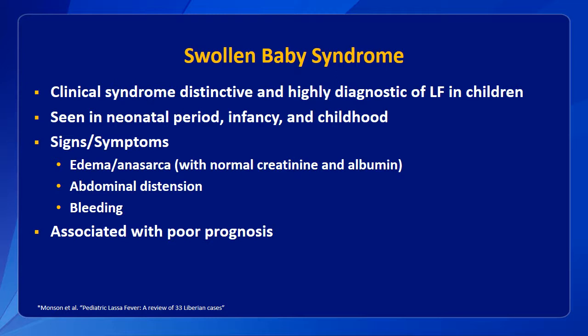Initially, the edema may be confused with nephrotic syndrome. However, serum creatinine and albumin are normal, and albuminuria is minimal. Abdominal distension may be severe and tympanic, requiring placement of a rectal tube. Bleeding presents as hematochezia, melena, hematemesis, subcutaneous ecchymosis, bleeding from the cord, and bleeding from venipuncture sites. Swollen baby syndrome is associated with a poor prognosis.